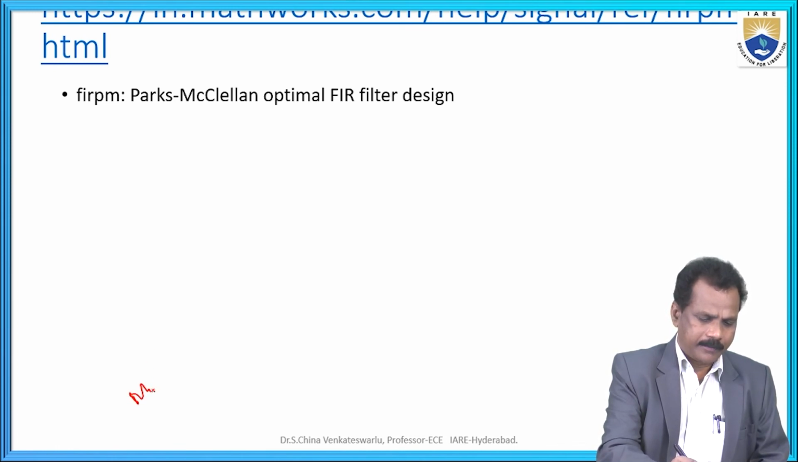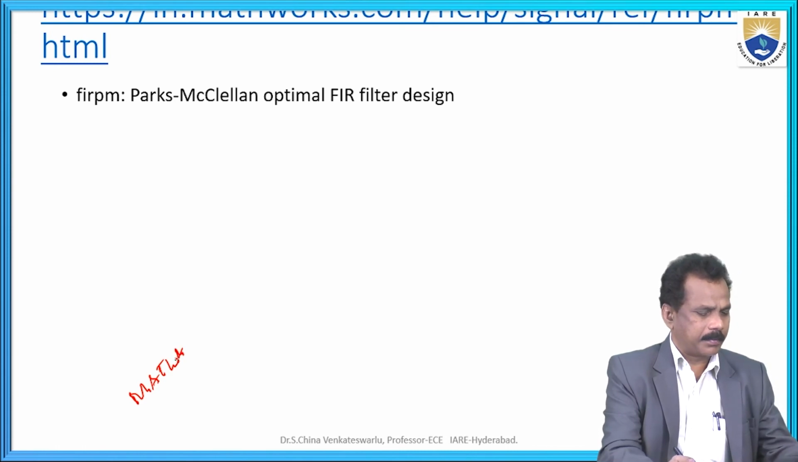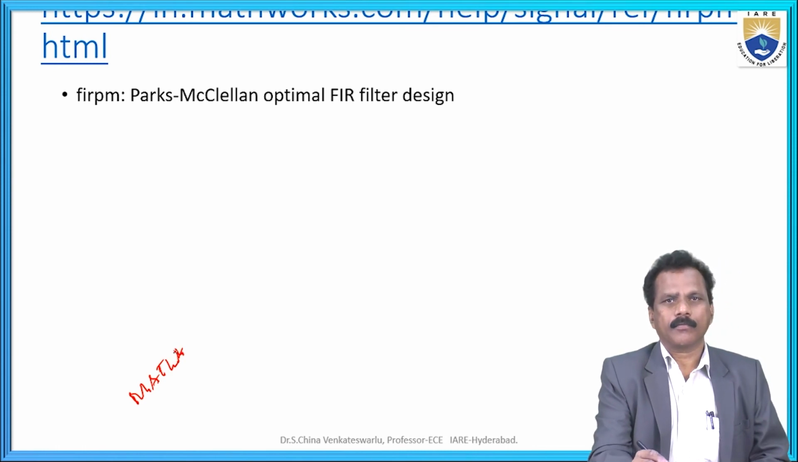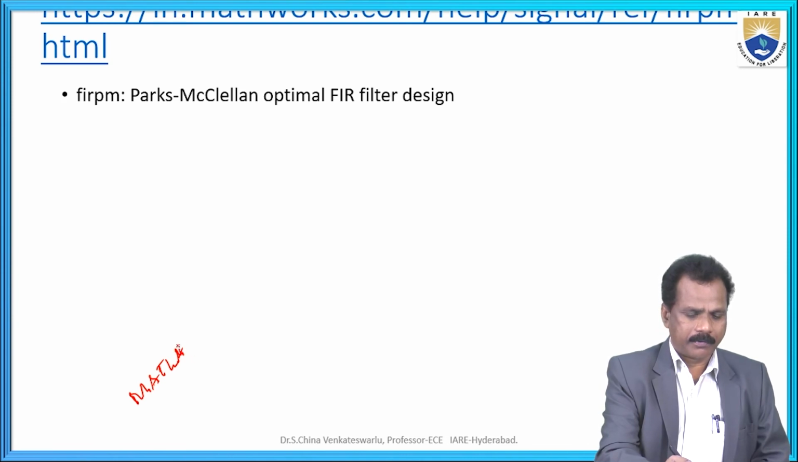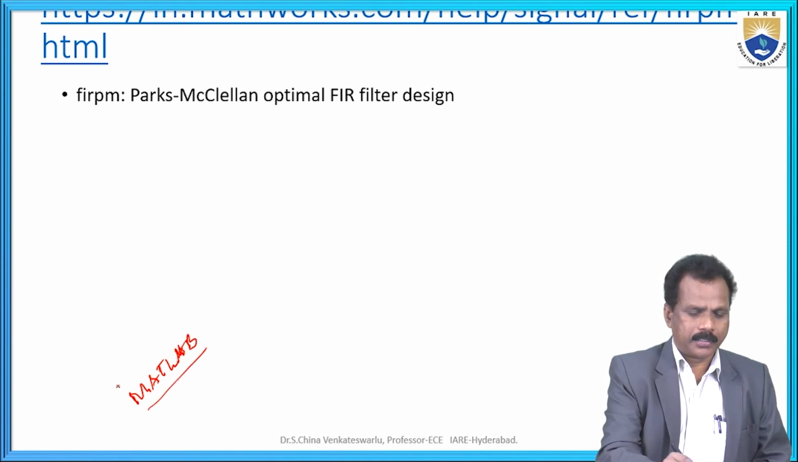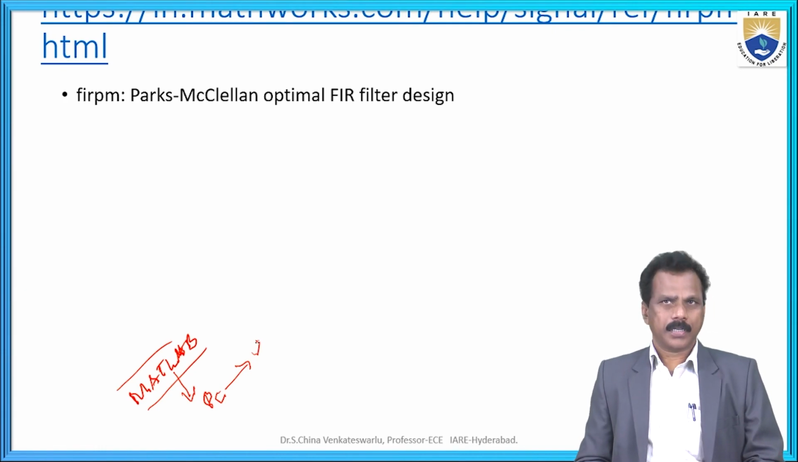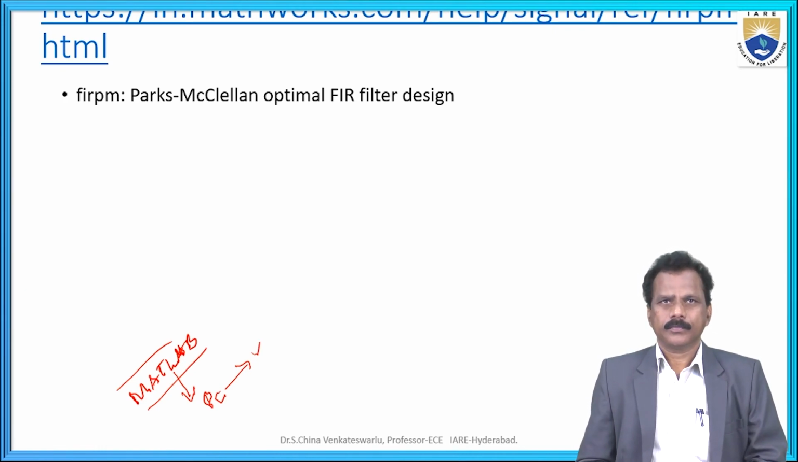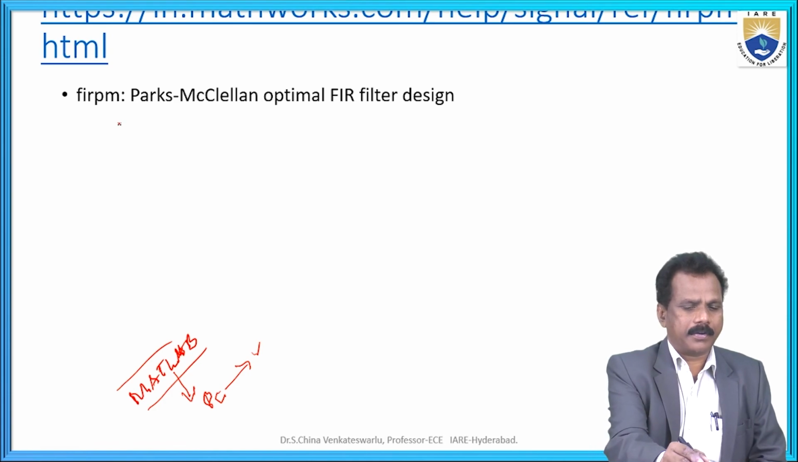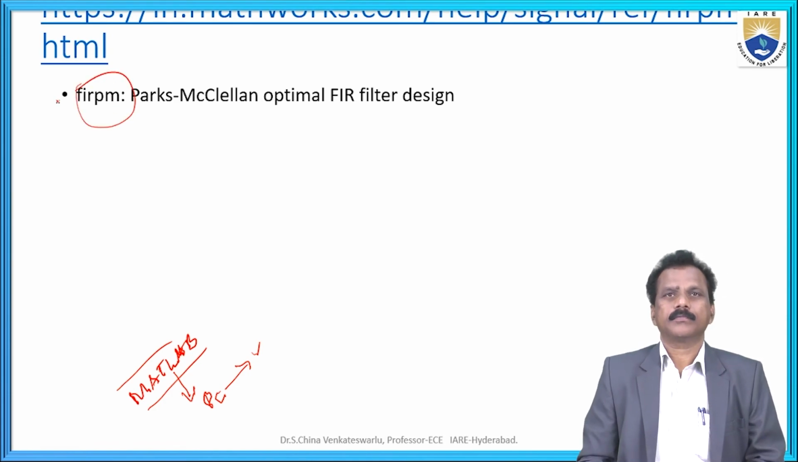Using the MATLAB software, we can easily verify that expected thing. We should write a piece of code. Using this piece of code, we will get the optimum response. For that there is a built-in function firpm, the Parks-McClellan optimal FIR filter design.